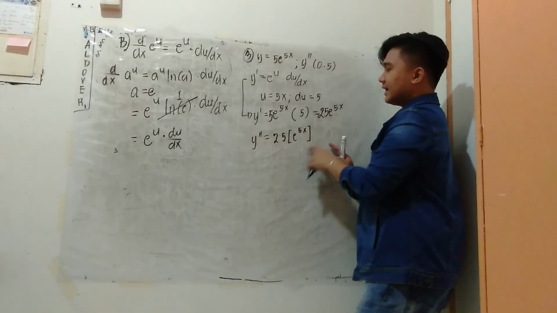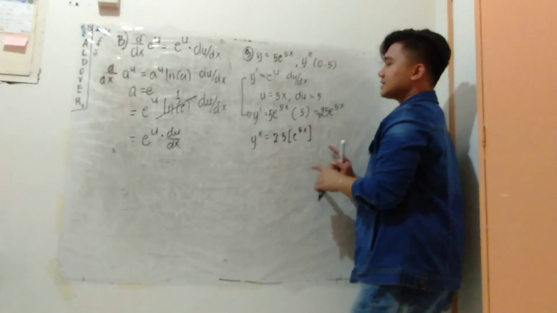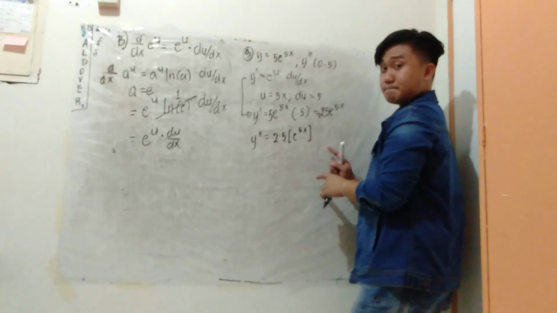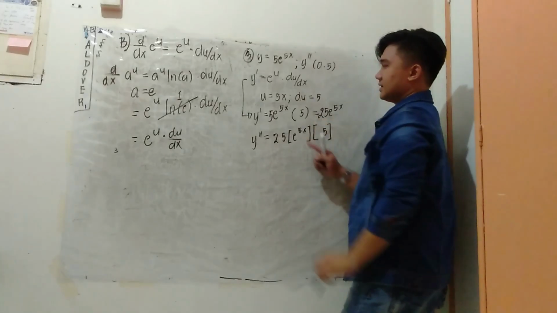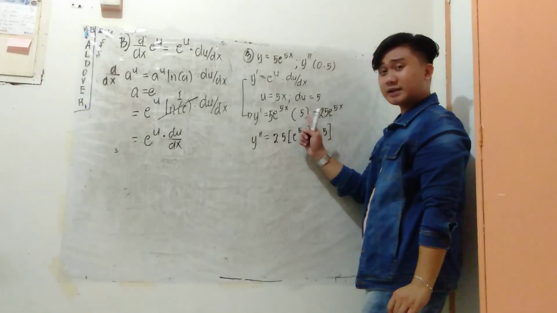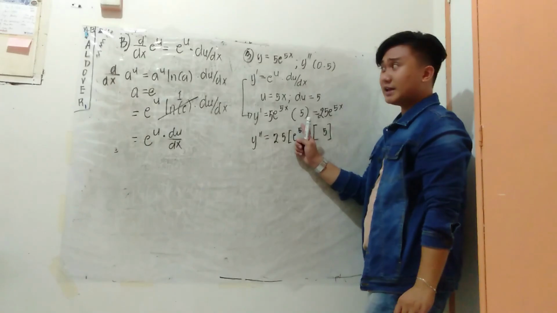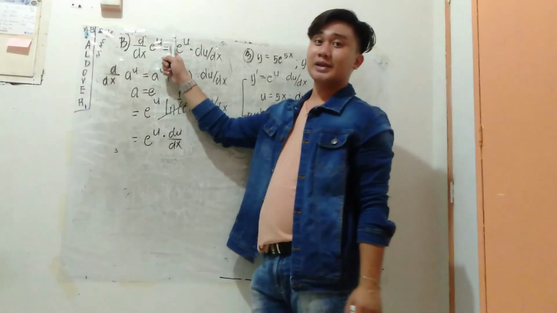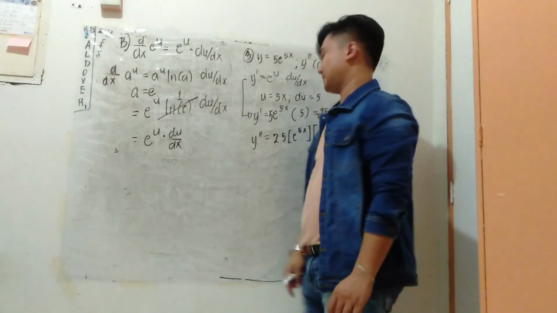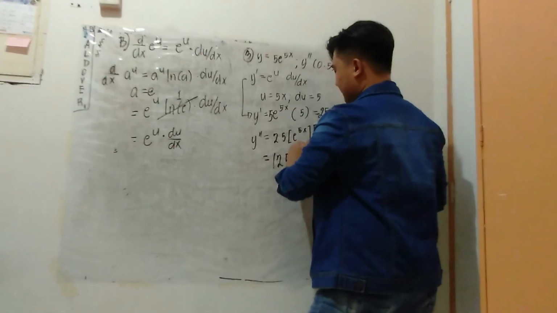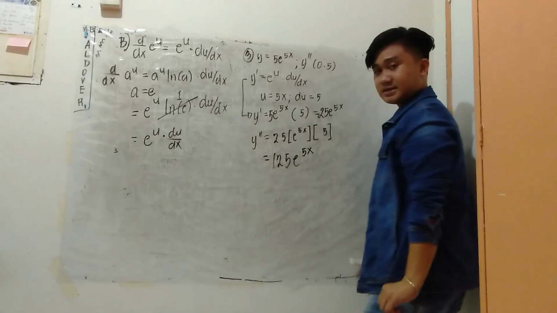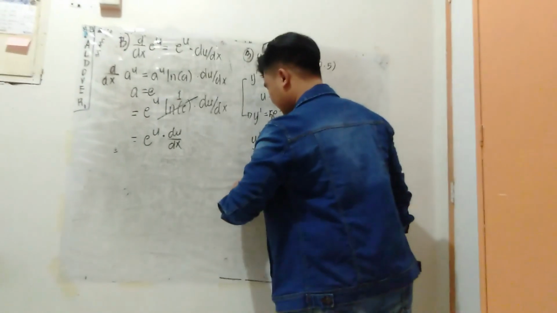Anong derivative ng 25e raised to 5x? Mag-multiply ka lang ng 5. Kasi yan no, di ba nag-multiply lang naman tayo ng 5. Yun yung maganda kapag e raised to u na. Mas madali. So that is 125 e raised to 5x. At ito na yung i-evaluate natin.